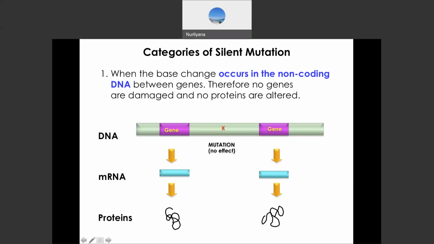So this is why we say that sometimes there is no significant impact. Badan kita sendiri pun possibly have undergone some mutation, but because they didn't affect our desired genes, the important genes, it doesn't really exert any impact to us.